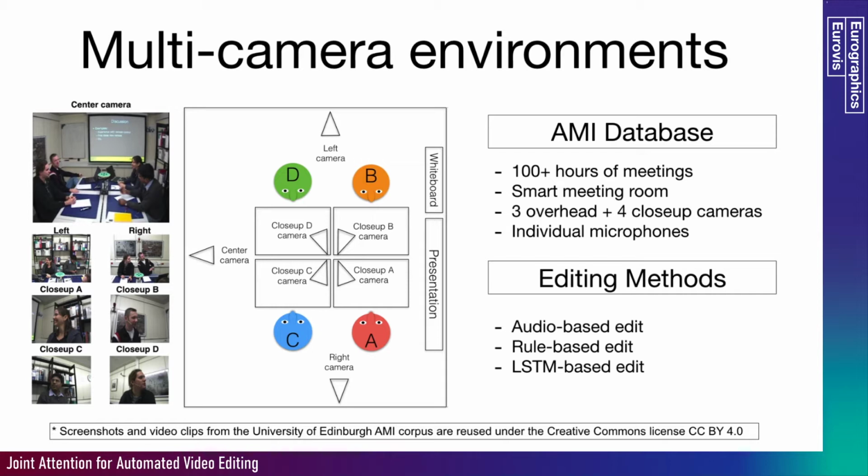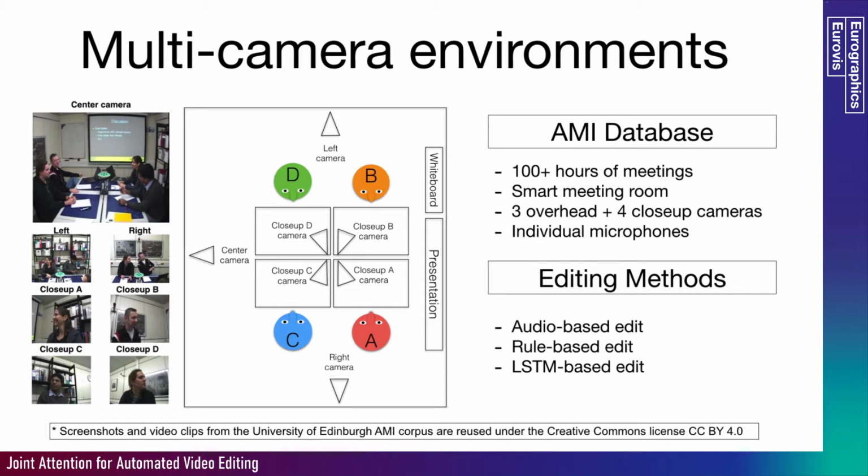This brings in challenges of digital curation. Taking the example of the AMI database, it features over 100 hours of recordings in smart meeting rooms with 7 cameras, 3 overhead cameras in the center, left and right, and 4 close-up cameras on each participant, plus individual headsets. From all this audiovisual data, how can we create an edit for someone who did not participate in this meeting, showing at each moment the most interesting event?